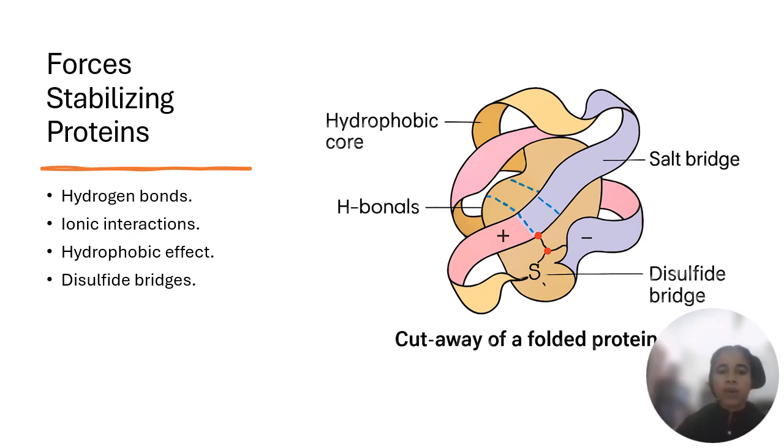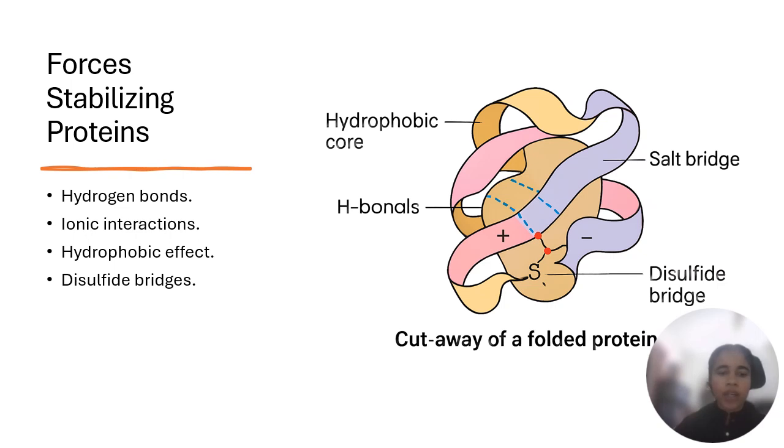Proteins don't stay folded by chance. They are held together by several small chemical forces which work together. First, there are hydrogen bonds. These are weak attractions between slightly positive hydrogen atoms and electronegative atoms like oxygen or nitrogen. Even though each bond is weak, thousands of them held together are strong. They stabilize the alpha helices and beta sheets.